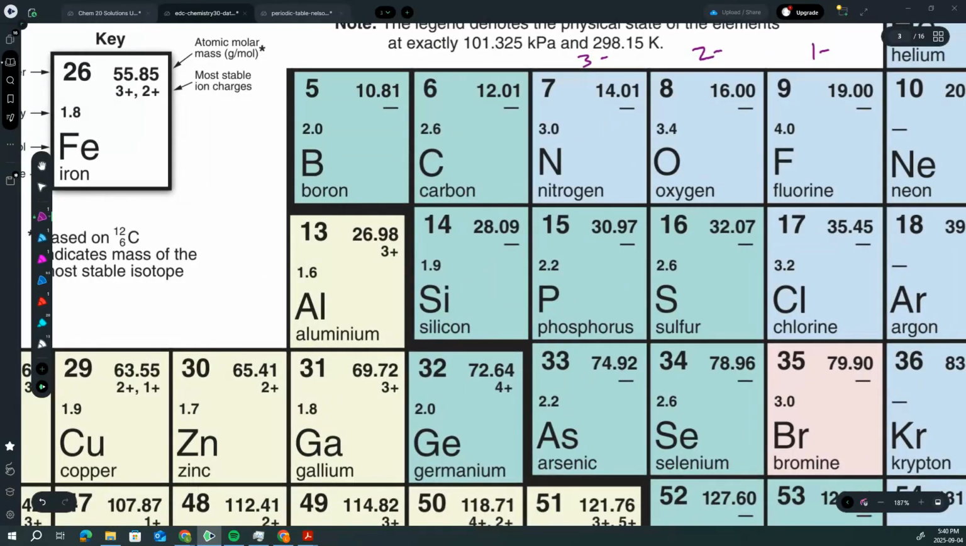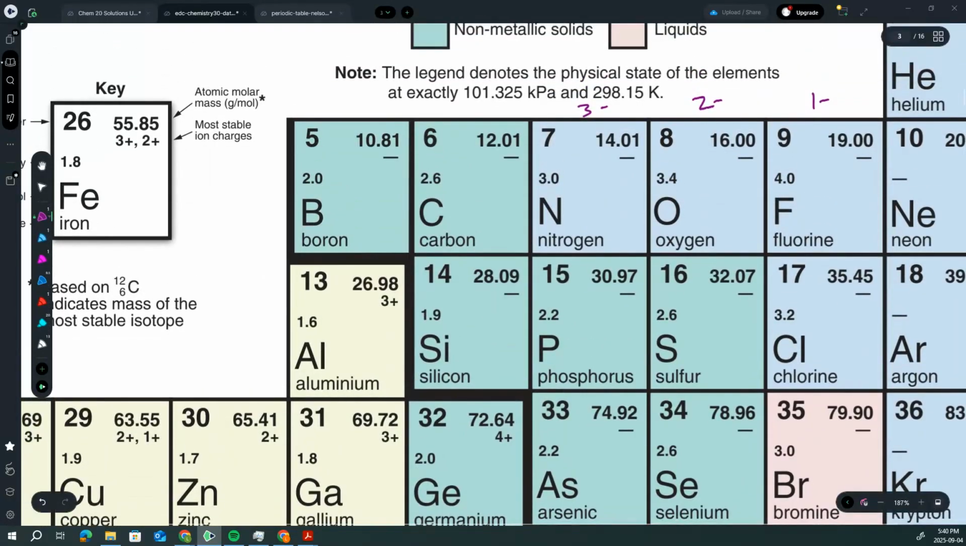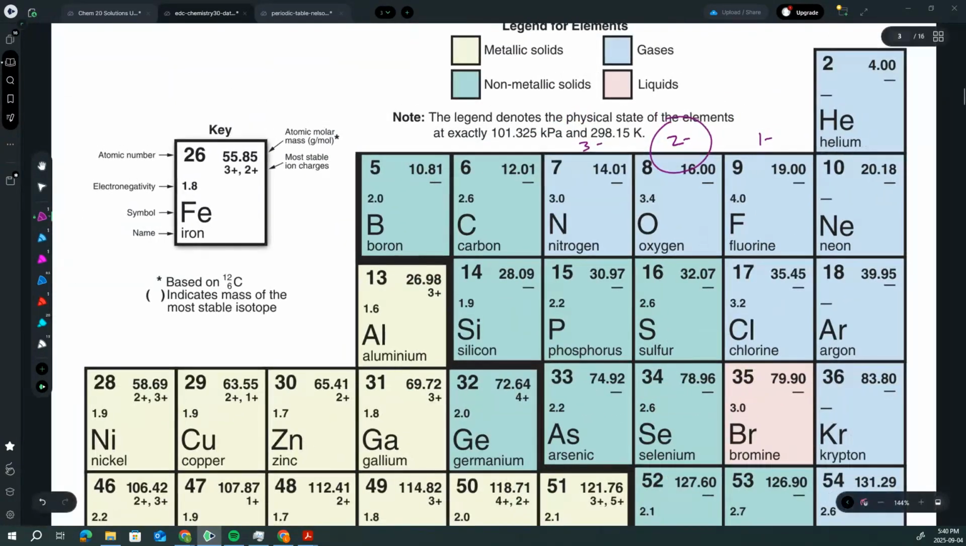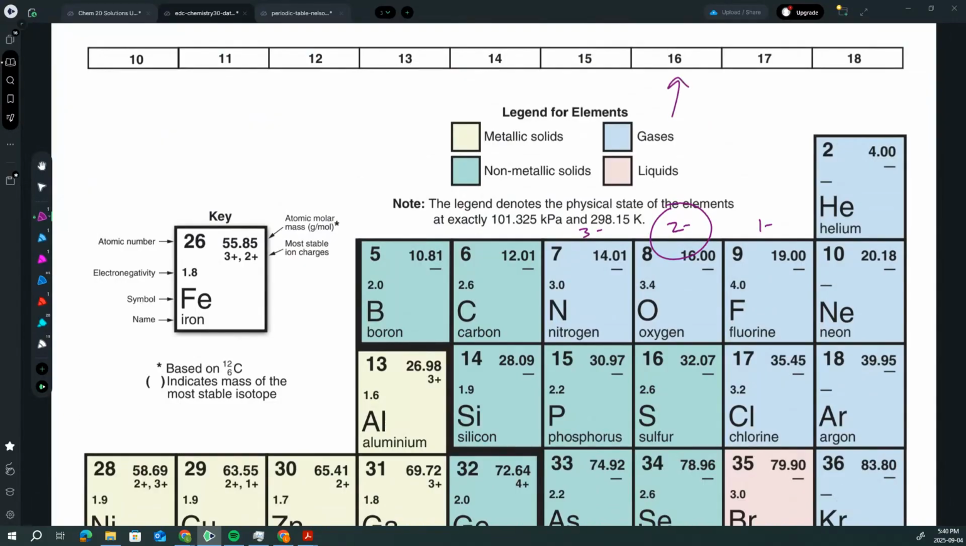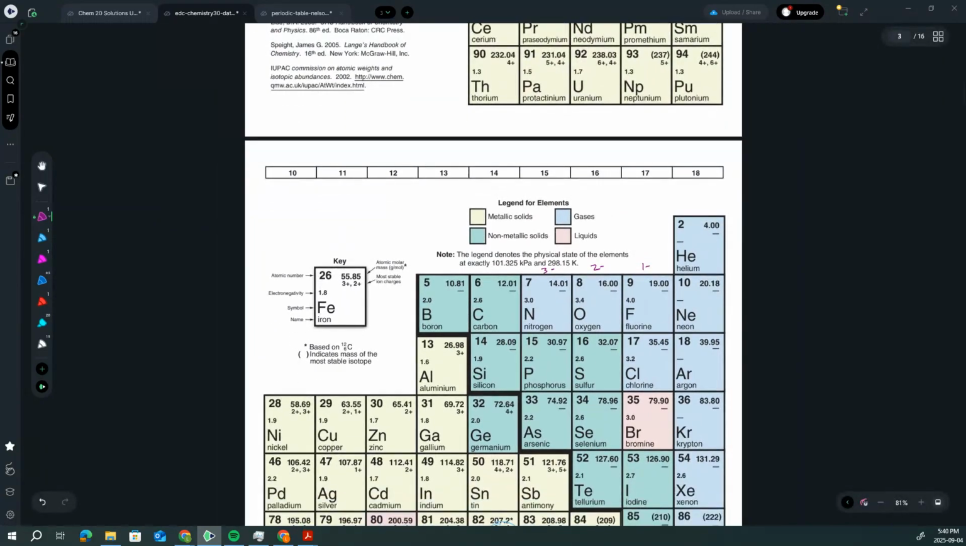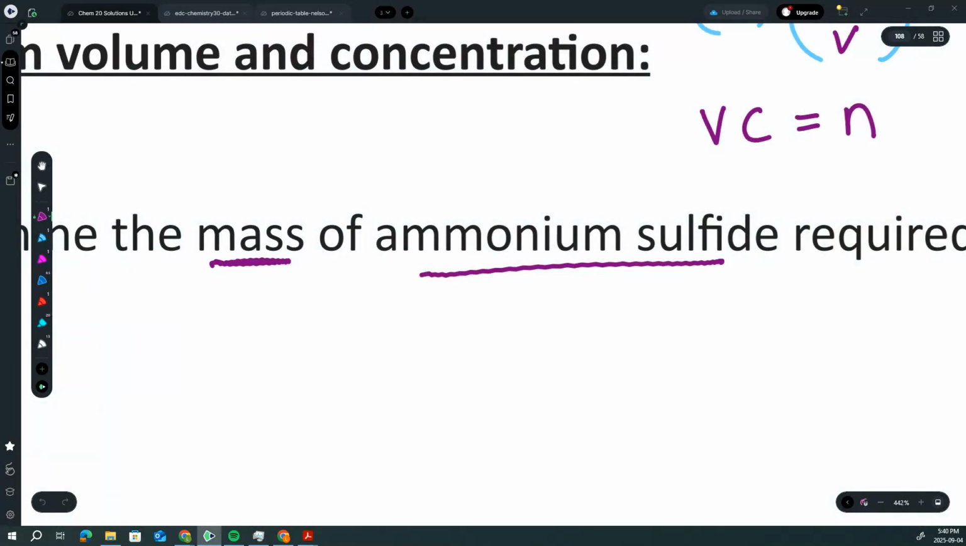So sulfide is just the ion version of sulfur, and it has a 2- charge because it's in group 16 here. So a reminder, there is a trend that any nonmetal in group 16 is going to have a 2- charge. Any nonmetal in group 15 will have a 3- charge, and any nonmetal in group 17 will have a 1- charge. So let's get back to here. So ammonium, that's NH4, which has a +1 charge. Sulfide, that has a 2- charge.